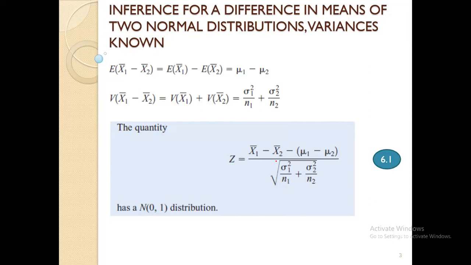It looks similar. For this case, the mean of the sample minus the mean of the population or the hypothesis, divided by the square root of sigma 1 squared divided by n1 plus sigma 2 squared divided by n2. If you remember, for a single sample, it is x bar minus mu divided by sigma over square root n. Like this for single sample, it looks similar.